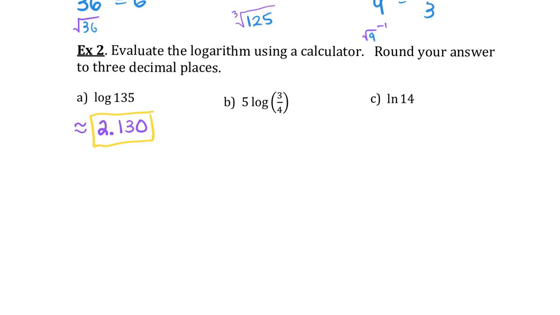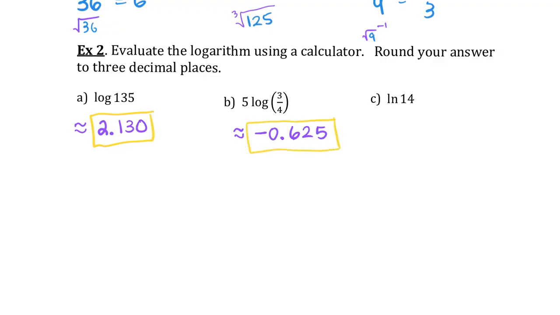Okay, the next one says 5 log 3 over 4. Try to type that in your calculator exactly as it looks. I'm going to tell you the answer so you can see if you're getting it right. It's not an exact answer, so I'm putting the little curvy approximates. Okay, I got negative 0.625. I'm going to keep 3 decimals, so I'm going to round it up to a 5.